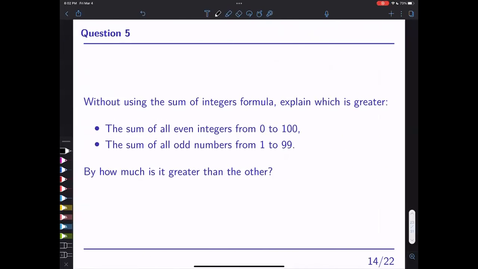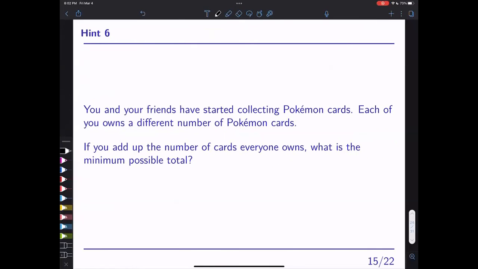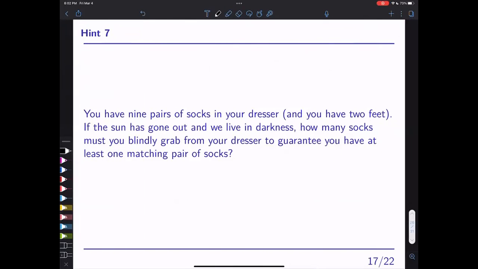And actually, I don't like this one. Let's do... I like 7. 7's a good one.